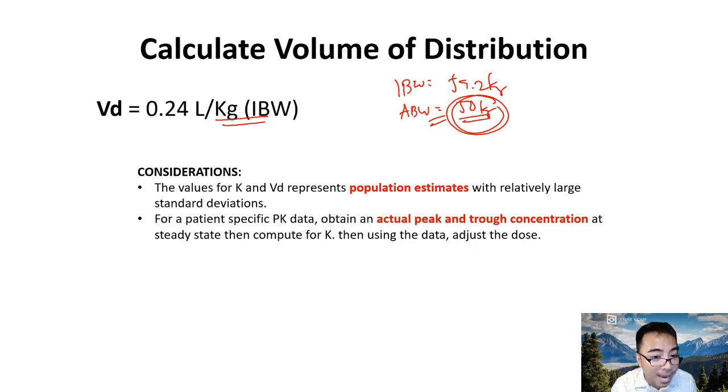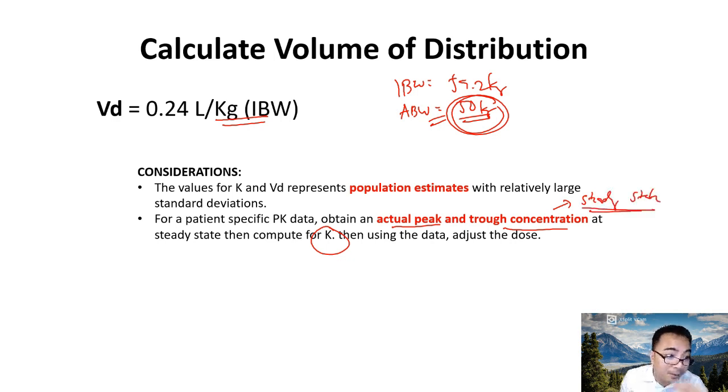Okay, some considerations. The values for K and Vd represent population estimates with relatively large standard deviations. For patient-specific pharmacokinetic data, class, it's important that we get an actual peak and trough concentration so that we can get an actual K. Basically, this peak and trough concentration should be at steady state.